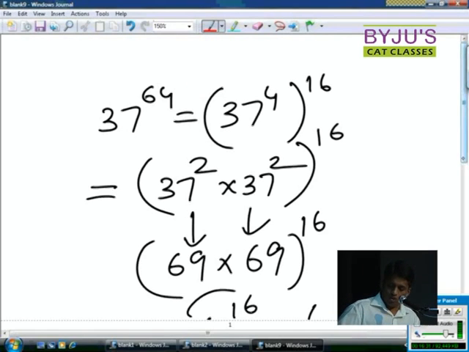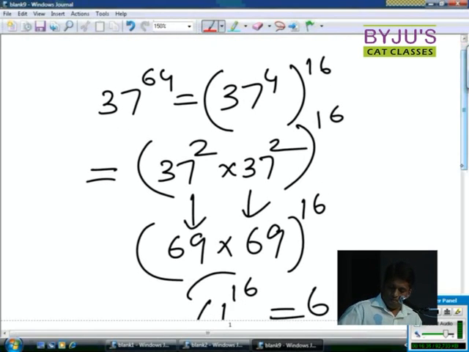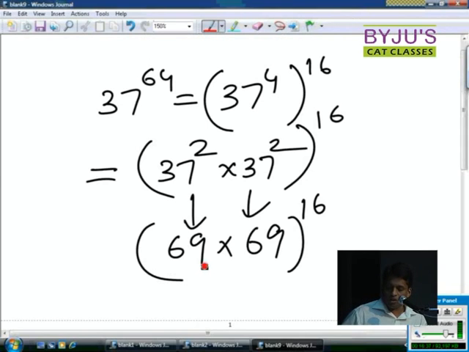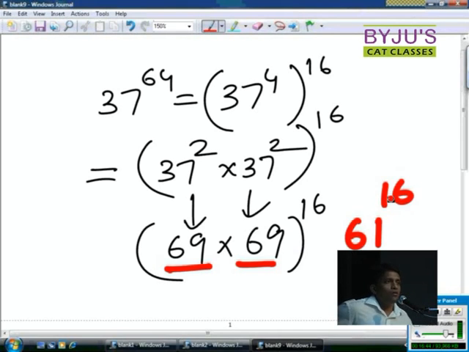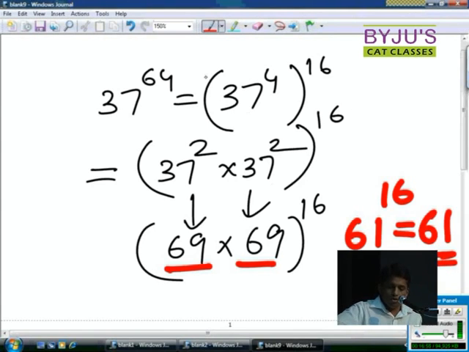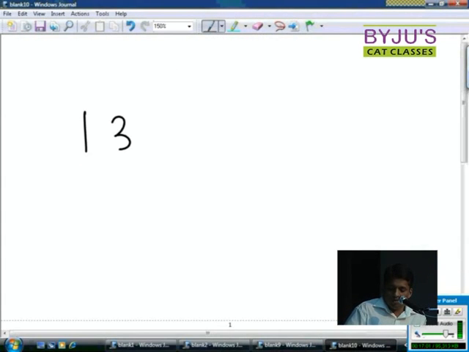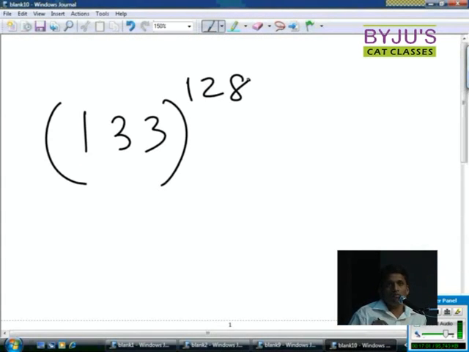Okay, so you can just note down the method. For 69 into 69 also we are applying the same logic. Difference from 50 is 19, 19 square is 61. If you know squares of numbers up to 25, this can be applied very fast. Otherwise itself it is a fast method. You can make it super fast if you start using that square method here also. 61 raised to 16 we already know, right? That's a direct answer, 61. So, can you find out the answer for 133 raised to 128? This one you will take out first itself.